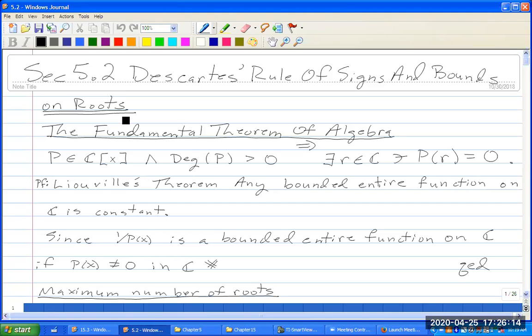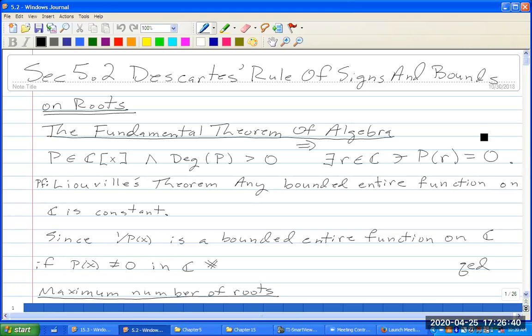Fundamental theorem of algebra. If P is a polynomial with complex coefficients and the degree of P is greater than 0, then there exists some r in the complex field such that P of r is 0.